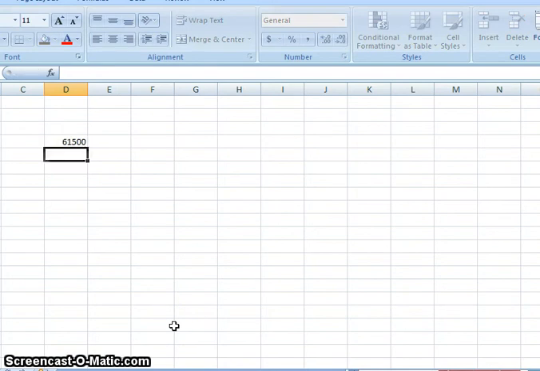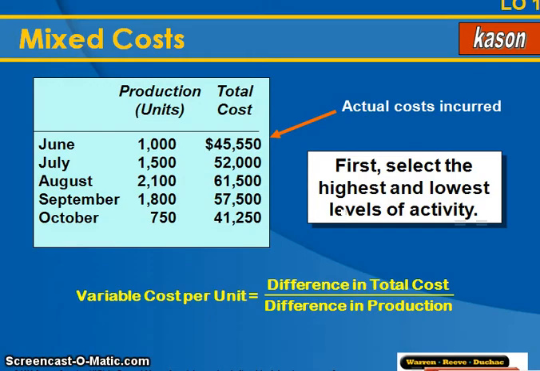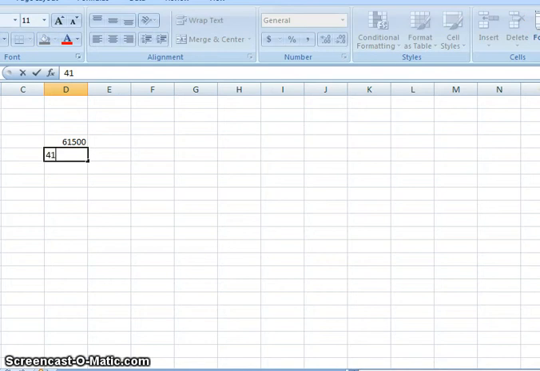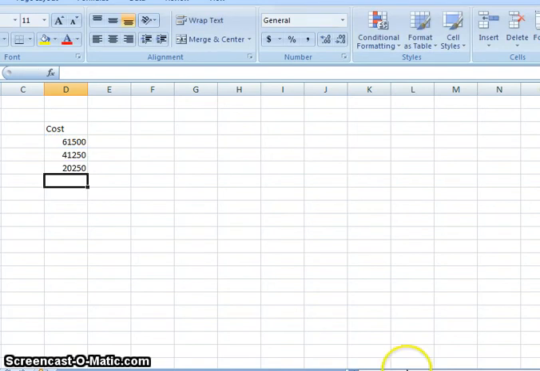61,500 and 41,250. The difference between these two costs is $20,250. That was the difference in cost between the activities of these two months.